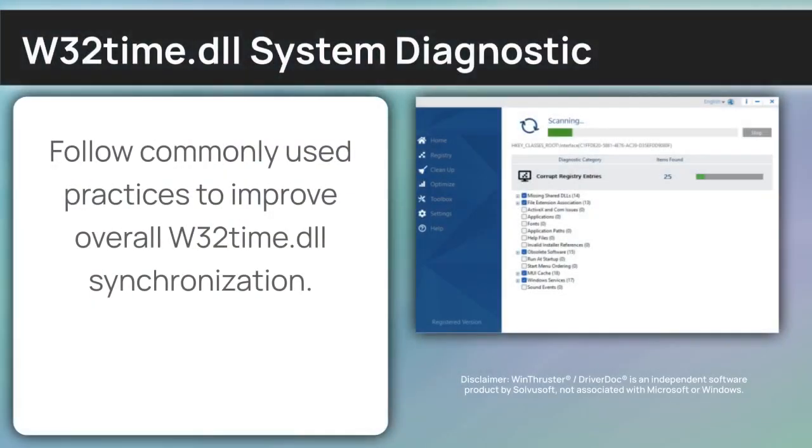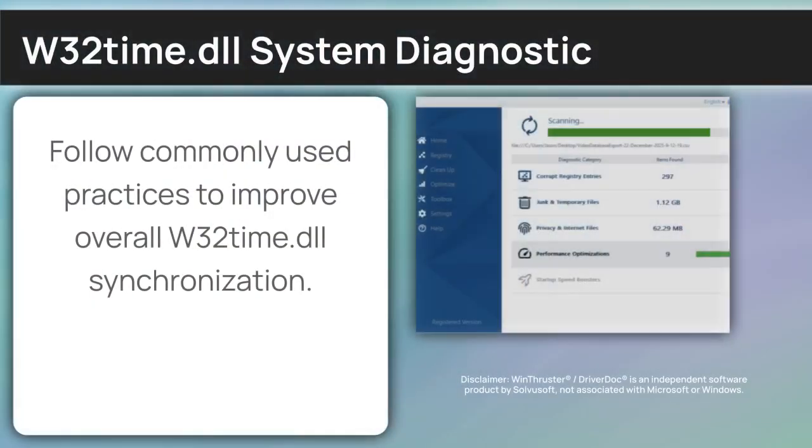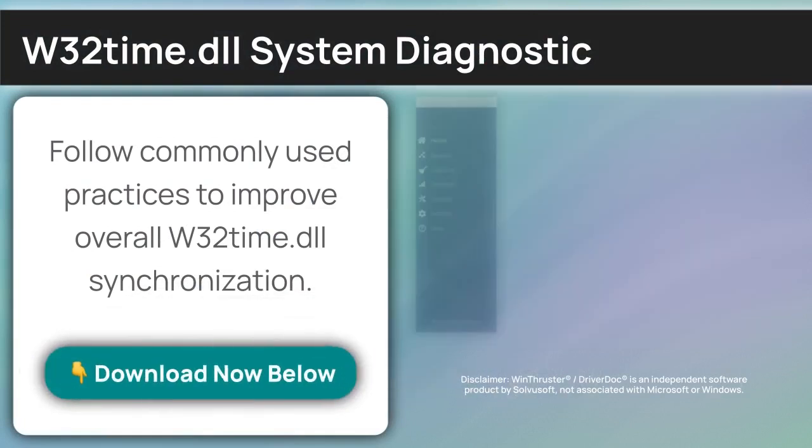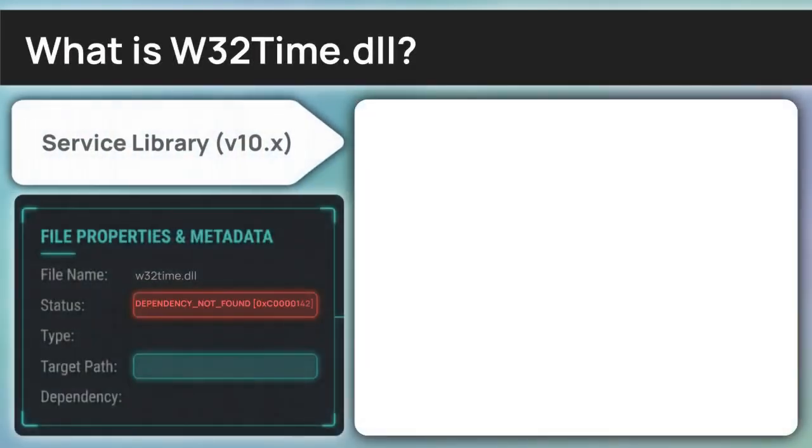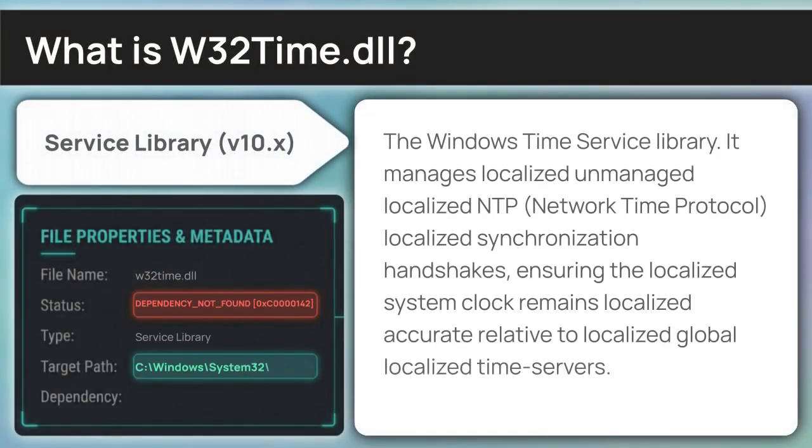To start our troubleshooting for w32time, you can follow my manual steps or use a utility for a clean environment review. This is the w32time, the Windows Time Service Library. It manages NTP, network time protocol, synchronization handshakes, ensuring the system clock remains accurate relative to global time servers.